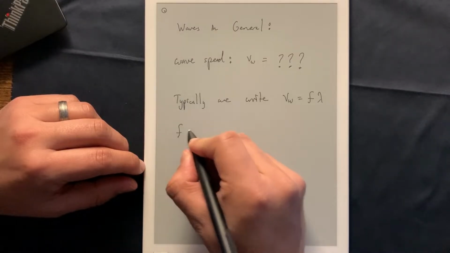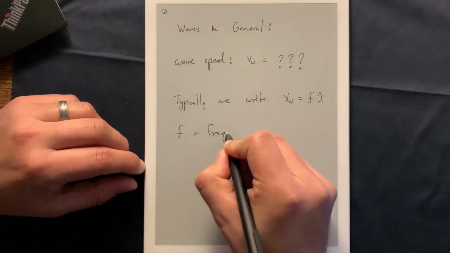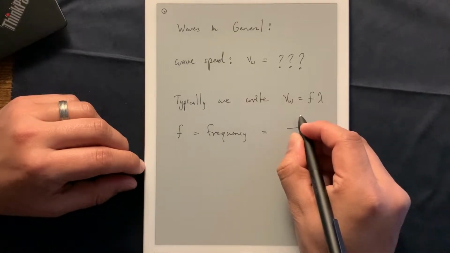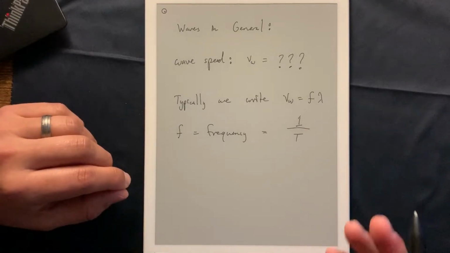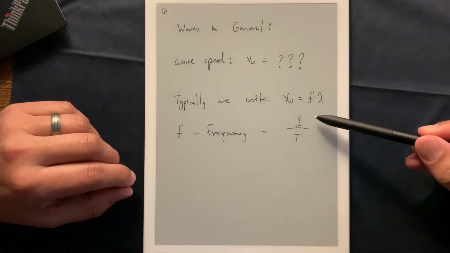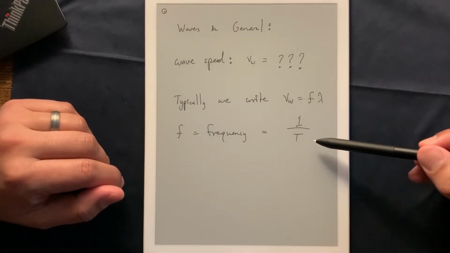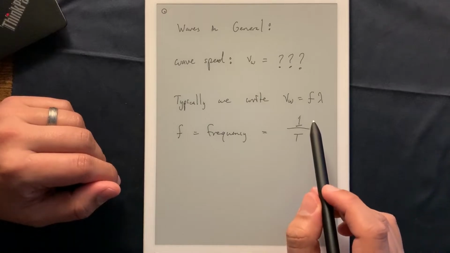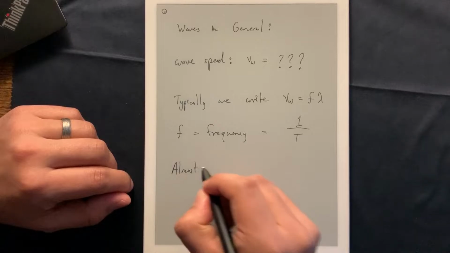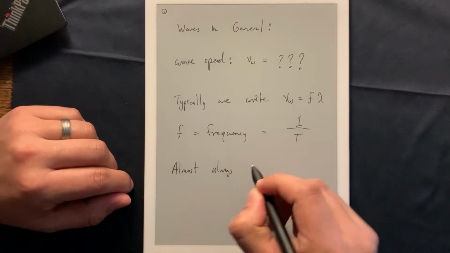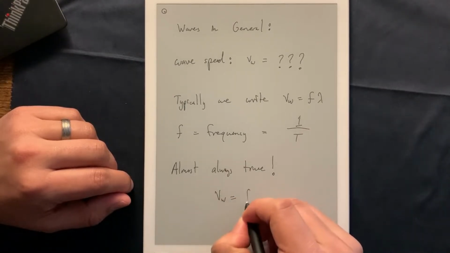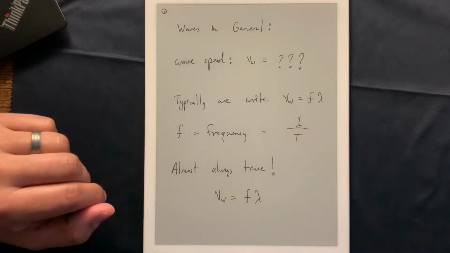Here f equals frequency, and it's 1 divided by the period. Once again, frequency is how many cycles you get in a certain time frame, so it's 1 cycle per the time. This is pretty much always true. Let's say almost always true, just to cover our bases, that the wave speed equals frequency times lambda. Okay, so that's pretty cool, right?